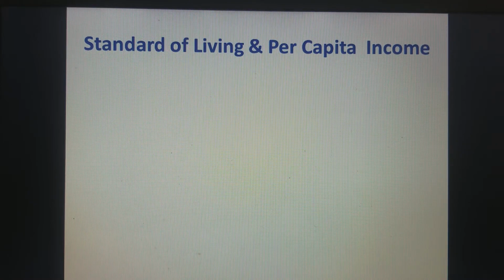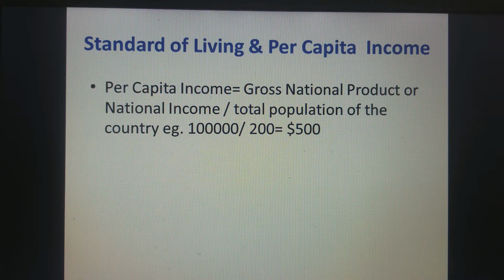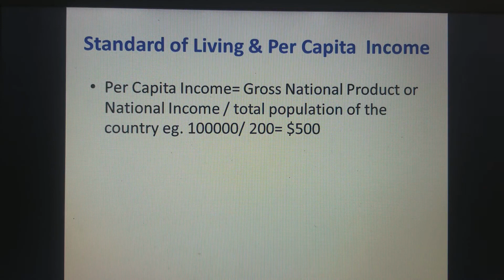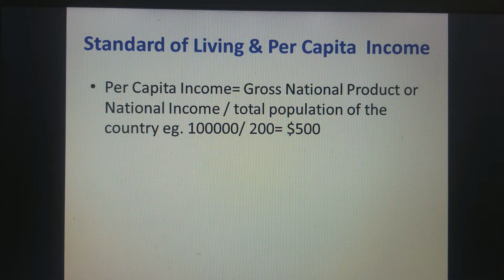Now we'd like to look at per capita income, standard of living and per capita income. So let's go there. Per capita income is equal to the gross national product, or the national income, divided by the total population of the country. So for argument's sake, if we have a group of persons and their total national income is $100,000, and the number of persons in that particular area or country is, let us say, 200, then it means that the per capita income is $500.